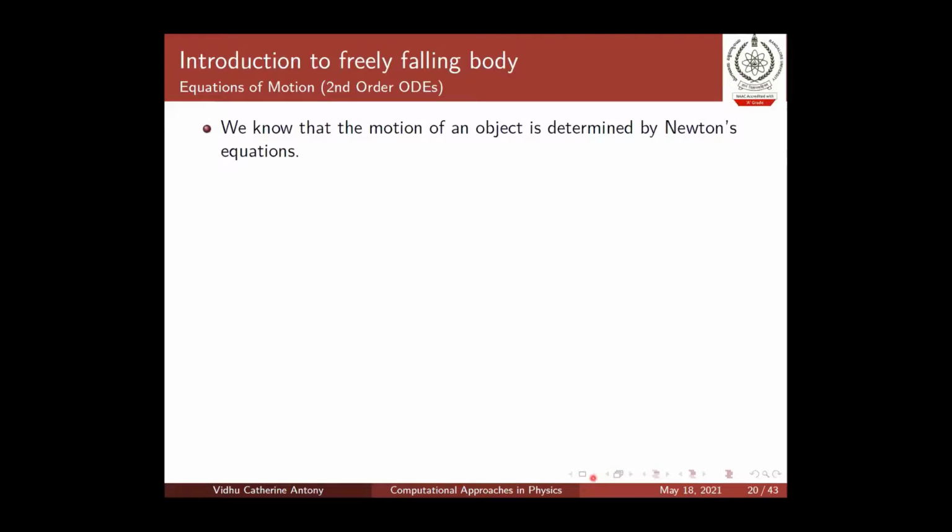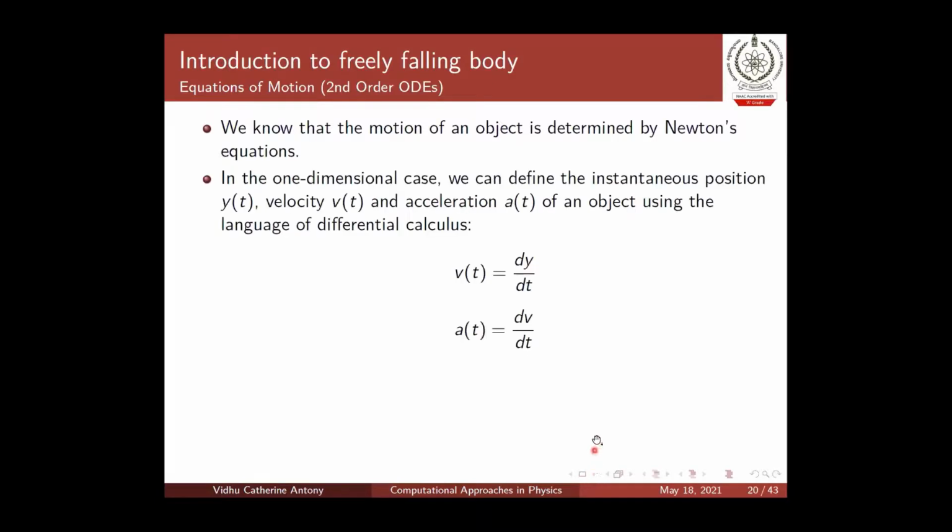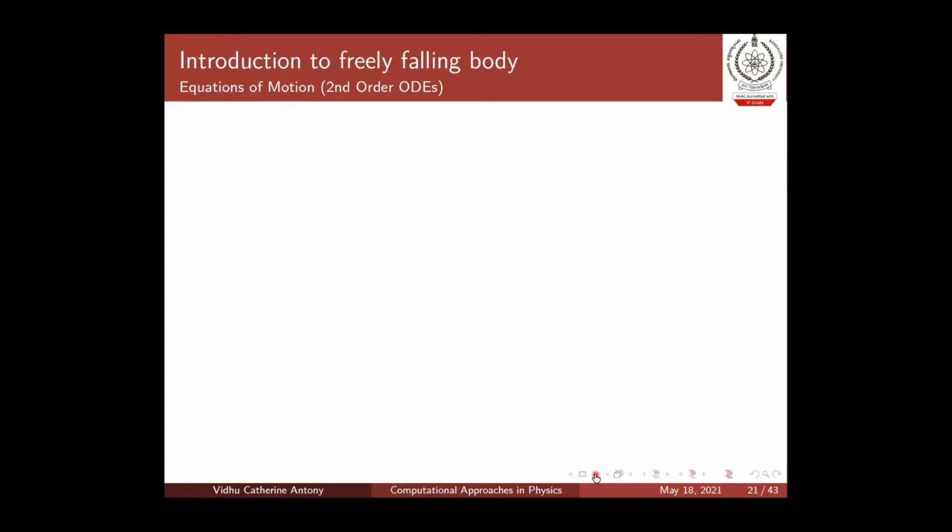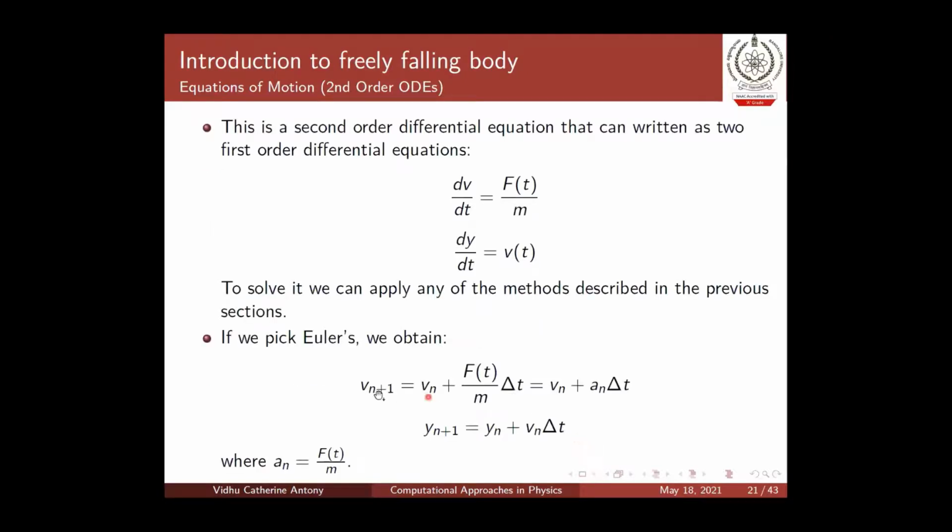I want to formulate this again. This is something that we saw in the last class: the way to formulate Euler's method in the framework of your freely falling body problem. We saw that in the one-dimensional case, we can define your instantaneous velocity and acceleration like this. So this is very simple, and the motion of the particle is defined by this. What is f of t divided by m? It's basically your acceleration, right? And in your freely falling body problem, you equate that to the value of gravity.